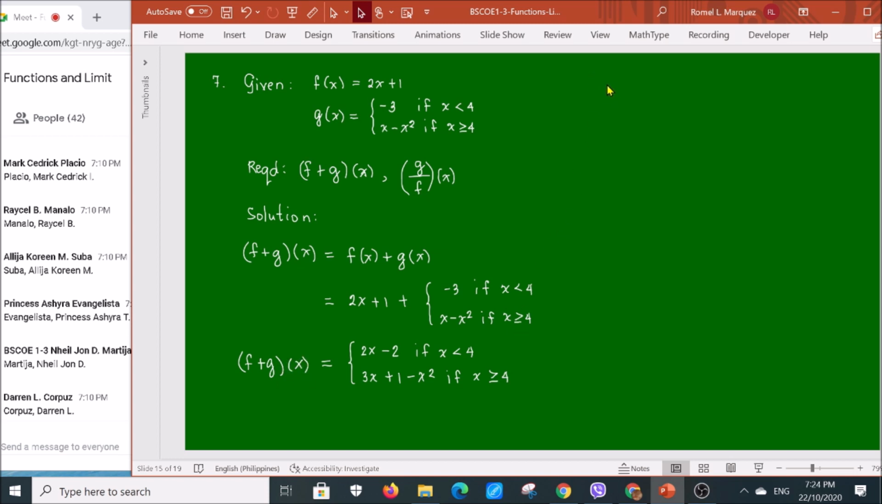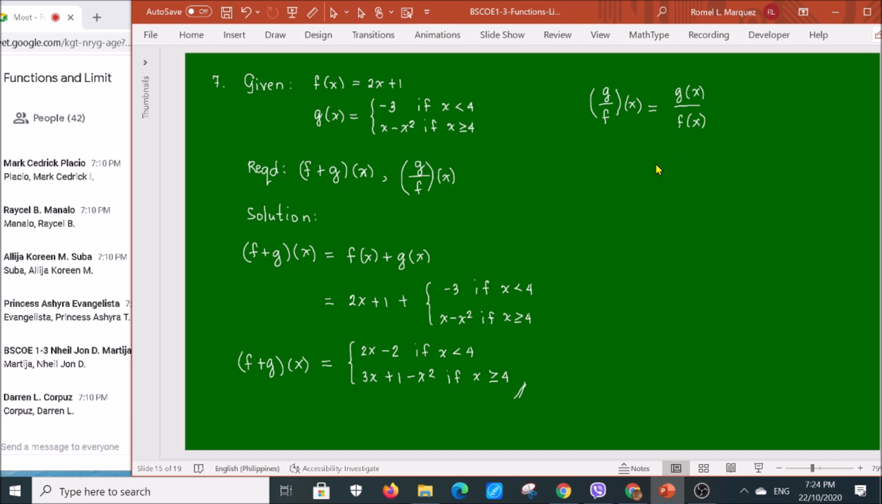What about the other one? So, we have letter B, g over f, no? So, this is what we are asked of x. So, this is the answer for the first one. Now, what is g over f of x? G over f of x is defined as g of x over f of x. So, that is how quotient is defined, no? So, but what is g of x?